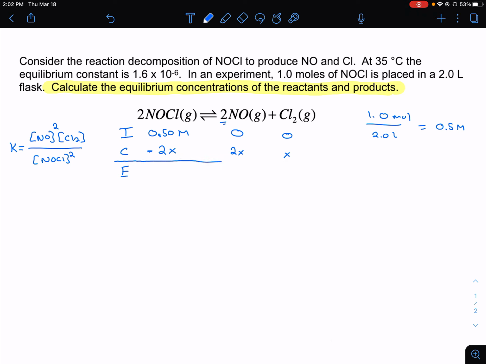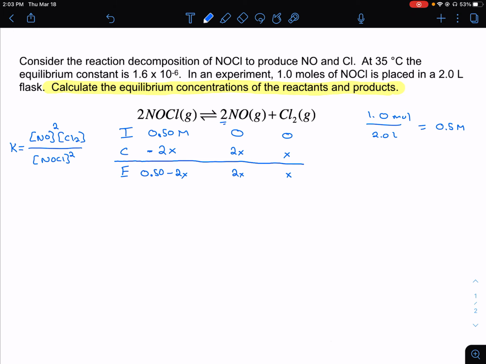What we're going to now do is come up with an expression for the equilibrium concentrations of everything. And to do this, all we're going to do is add the I row and the C row. So the equilibrium concentration of NOCl will be 0.50 molar minus 2X. For NO, it's going to be 2X. And for Cl2, it's going to be X.